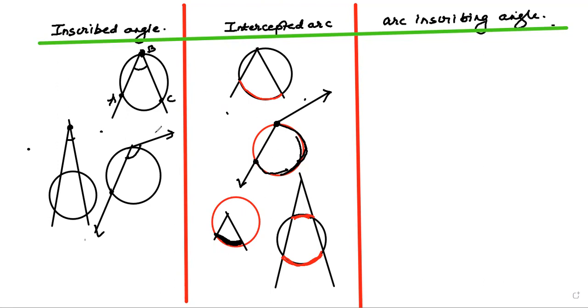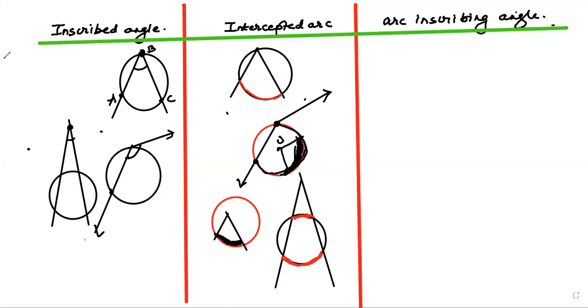Then you can have a central angle, children. Suppose O is the center of the circle. For this central angle, this arc is called an intercepted arc. बेसिकली दोनों साइड के बीच में जो आर्क फंस जाता है उसको इंटरसेप्टेड आर्क बोलते हैं.